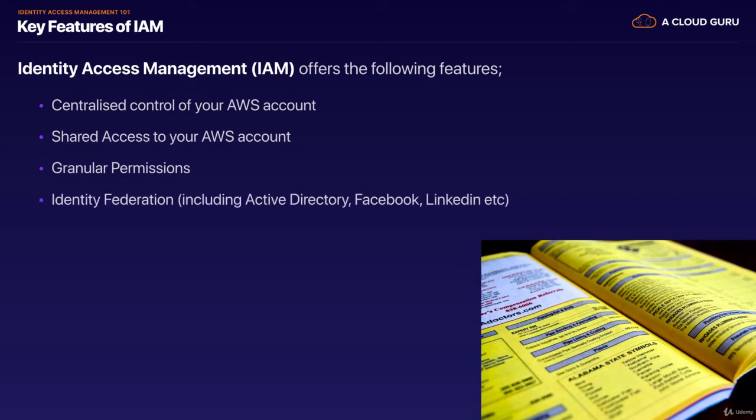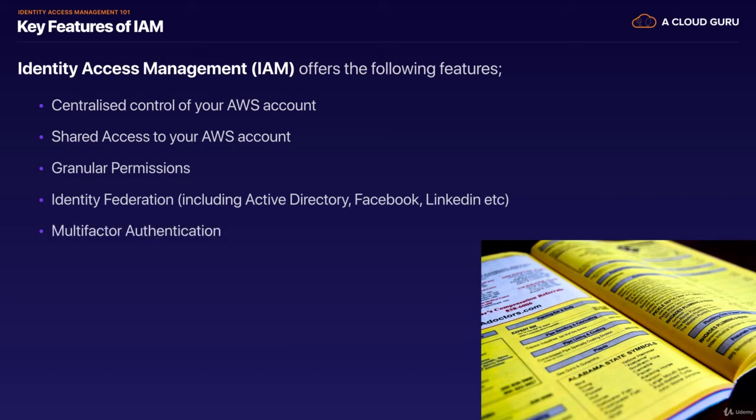It gives you identity federation. What do we mean by that? Well, it just means that you can use Active Directory or Facebook or LinkedIn with Identity Access Management. So potentially your users could log into the AWS console using the same username and password that they use to log into their Windows PCs. So that's just using Active Directory. Or it could mean that your end users, let's say you have developed a mobile game or something and it's storing information on AWS, they can do that using their Facebook credentials or their LinkedIn credentials, etc.